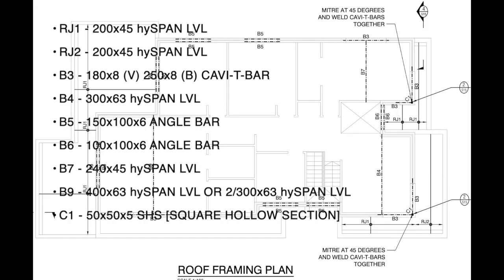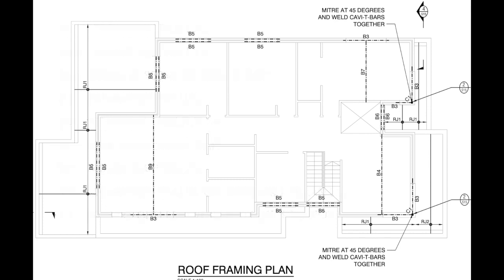Next is the roof framing plan, which uses new and similar beams as previously seen. Square hollow sections are used at 90-degree angles throughout the roof framing in conjunction with angle bars and other beams. The main design features noticeable in both drawings are the beams which run through most of the load-bearing walls of the structure.